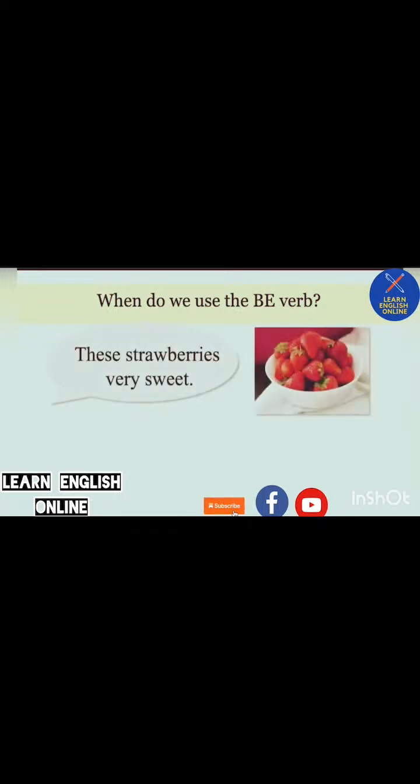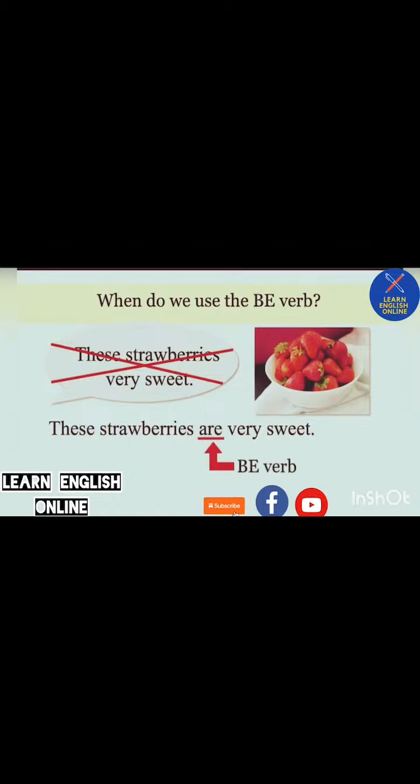We need the be verb for the sentence to be correct. If you say, "These strawberries very sweet," I understand, but the grammar is incorrect. There is no verb in this sentence, and every sentence needs a verb. So we use the be verb. The strawberries are sweet. And here, are is the be verb that connects the strawberries to the adjective sweet.